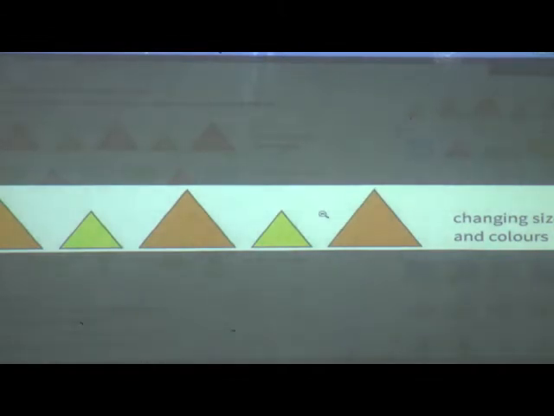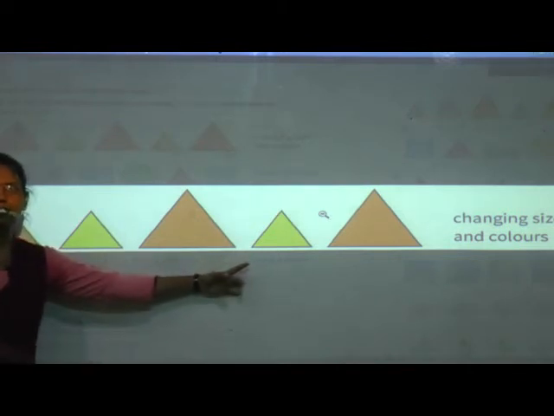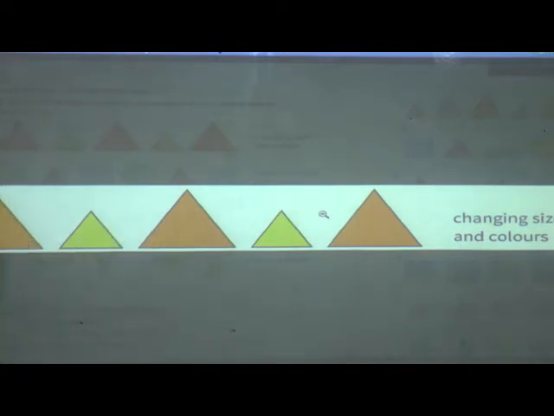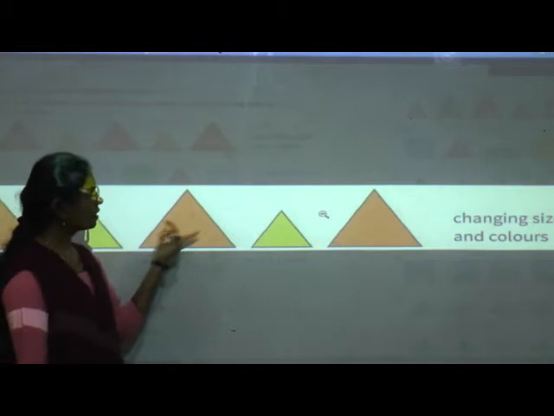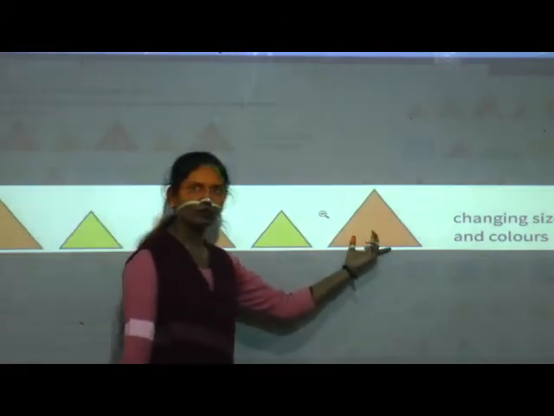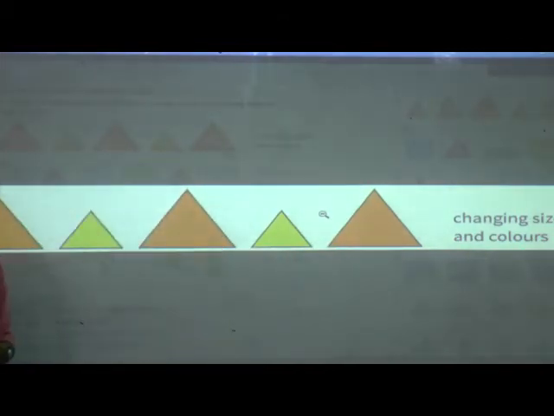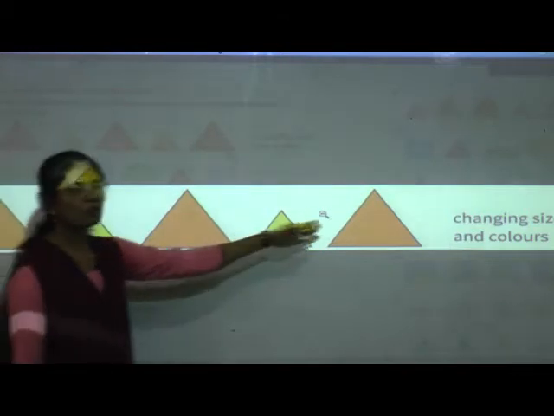See this. This is also a pattern. If we see this pattern, here we can see a pattern by changing size and color. See here, all are triangles. Yes, all are triangles, but see the color of the triangle. This is orange, this is yellow, again an orange triangle is there, then yellow, then orange. Means the colors are changing, and the colors repeatedly alternate. Orange, yellow, orange, yellow, orange.